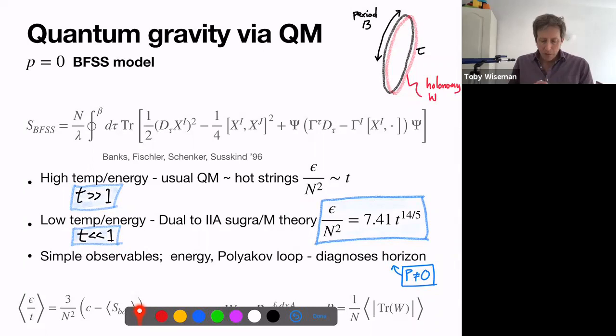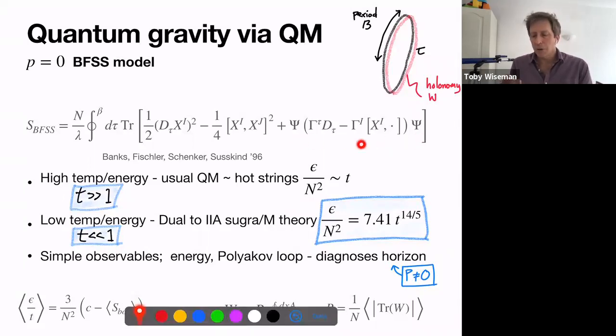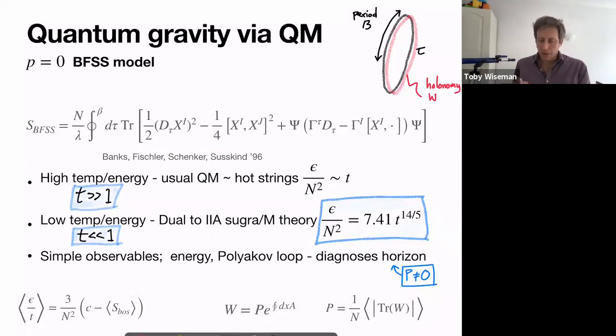There are some simple observables to look at. One is obviously this energy, and that can be calculated from the expectation value of the bosonic action. The fermion part of the action, because it's quadratic in the fermions, is trivial. You can just integrate them out, and the expectation value just gives some constant. The interesting dynamics is really in the expectation value of the bosonic action, and you can relate that to energy over temperature.